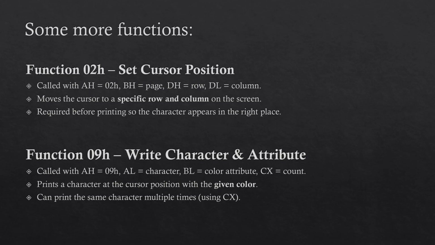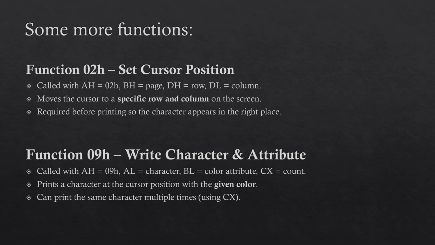It uses AH to store the function number, BH to store the page number, usually 0, that is the default page, DH for the row number, that is the Y coordinate on the screen, and DL stores the column number, that is the X coordinate on the screen. It moves the cursor to the specified row and column on the screen. This is required to move the cursor to the specific row and column to print the character at that position.